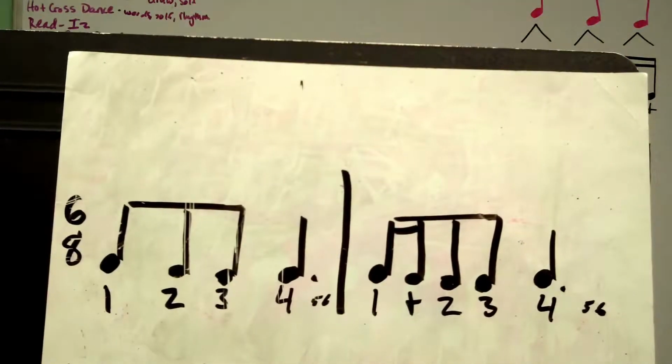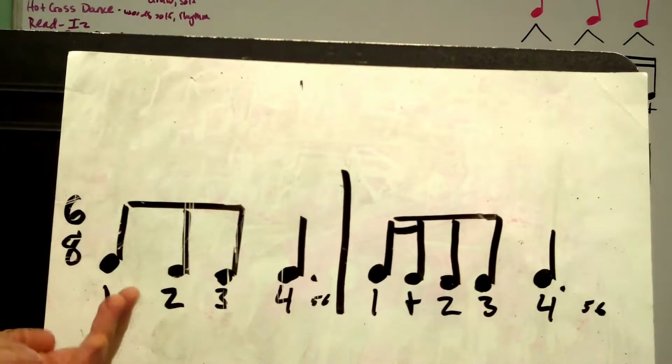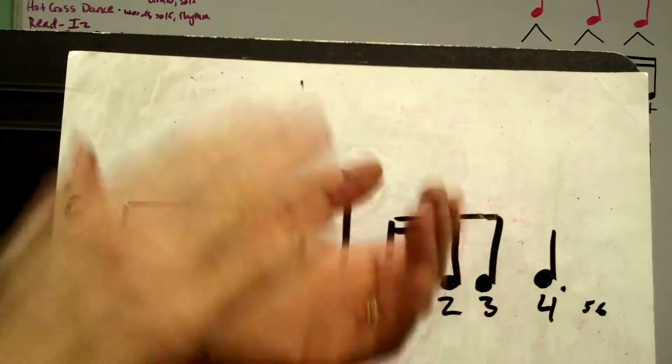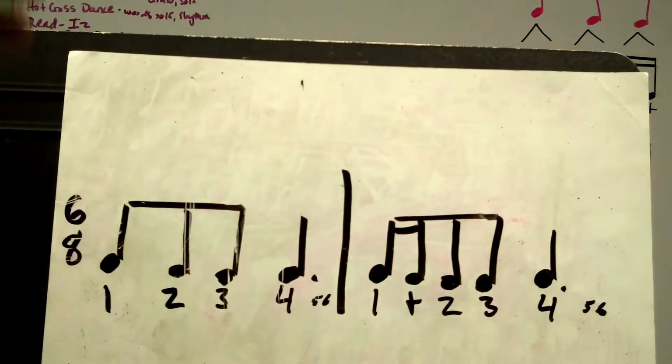Example number 3. Ready, go. 1, 2, 3, 4, 5, 6. 1, and 2, 3, 4, 5, 6.